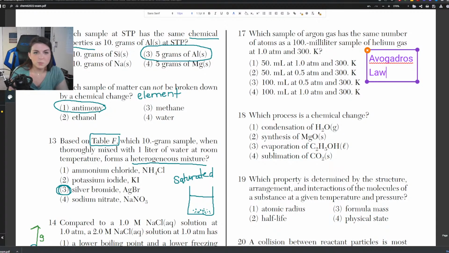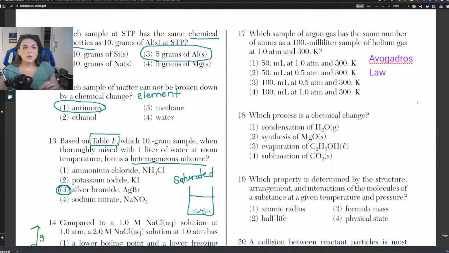Avogadro's law is basically saying if you have 2 gases and they are at the same temperature and pressure, and you have the same volume of those 2 gases, then you have the same number of particles. Because if it's the same, then it's the same. That's what Avogadro gets credit for saying. If it's the same, it's the same. And what that boils down to is that gases on their own don't really have a unique identity.